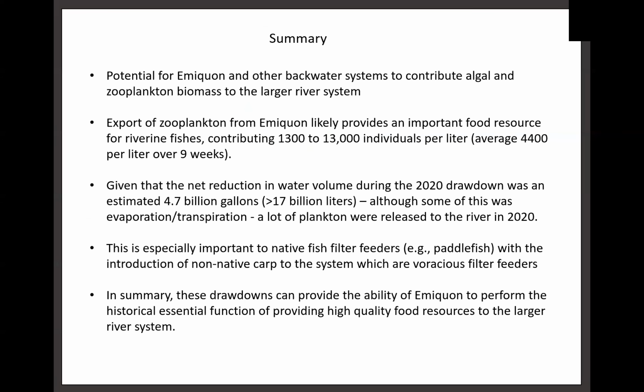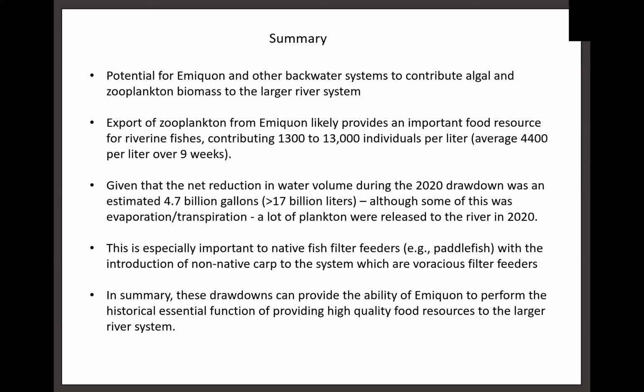So in summary, we know from previous research that the invertebrate community that includes the zooplankton are productive at Emiquon and provide an important food source for the aquatic and terrestrial communities. Now, this study shows that Emiquon can also contribute both algae and zooplankton resources to the larger river system. Zooplankton export from Emiquon likely subsidizes food resources for riverine species, contributing between 1,300 and 13,000 zooplankton per liter to the river over the 2020 summer drawdown.